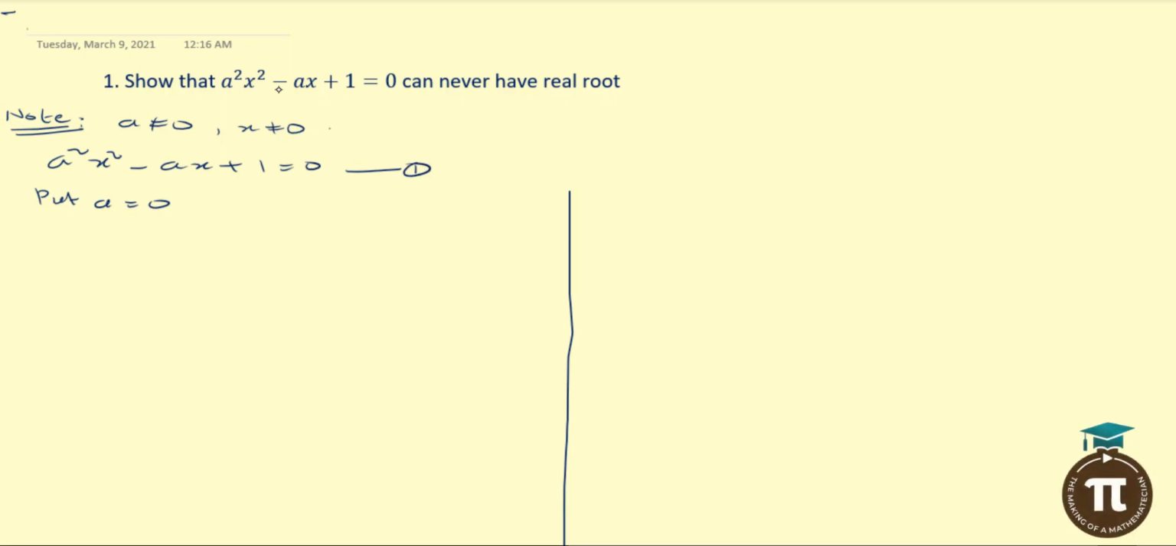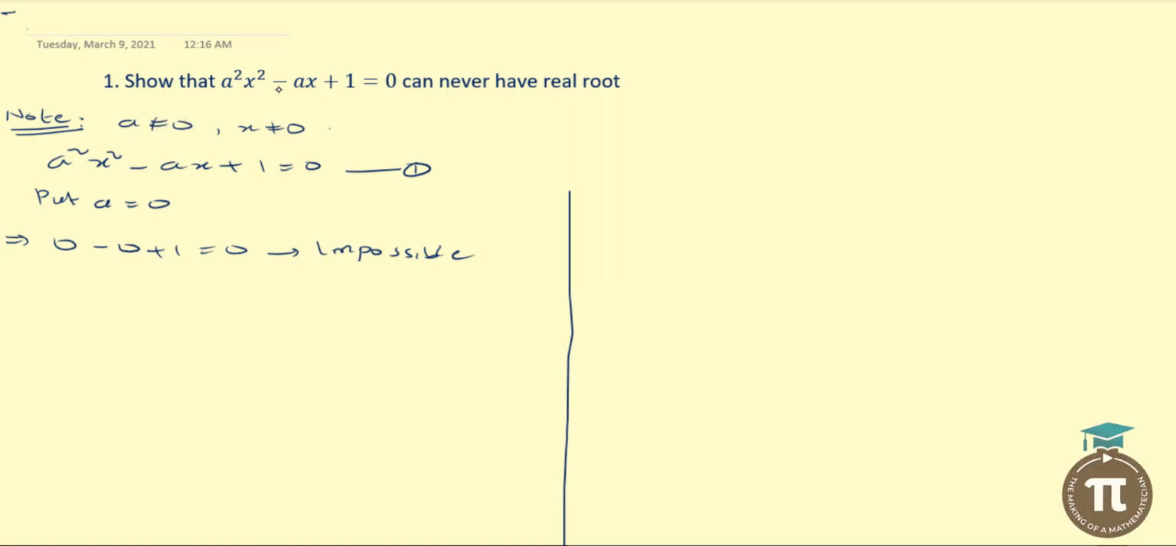If you put a to be 0, then you have 0 minus 0 plus 1 is equal to 0, which is impossible. 1 can never be equal to 0. On the left hand side, 0 minus 0 is 0, 0 plus 1 is 1, and 1 equals 0 is impossible. At the same time, if you put x to be 0, you will get 1 equals 0. So that established the fact that a can never be 0. a is different from 0.